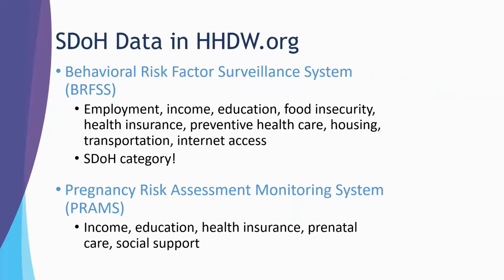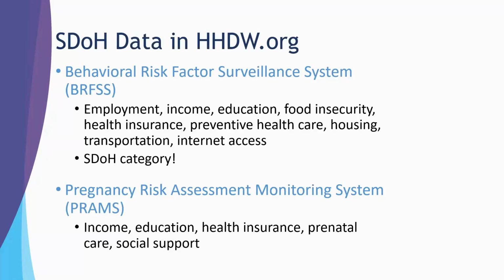So let's look at the different data sources and what kind of data around social determinants of health are collected. So the first one, and probably going to be the most robust one for social determinants of health, is the Behavioral Risk Factor Surveillance System. They collect a lot of information that includes things like employment and income, healthcare, even internet access. And beginning with the 2023 data that we uploaded into the site, we built a new category called Social Determinants of Health. So we're very excited about that.